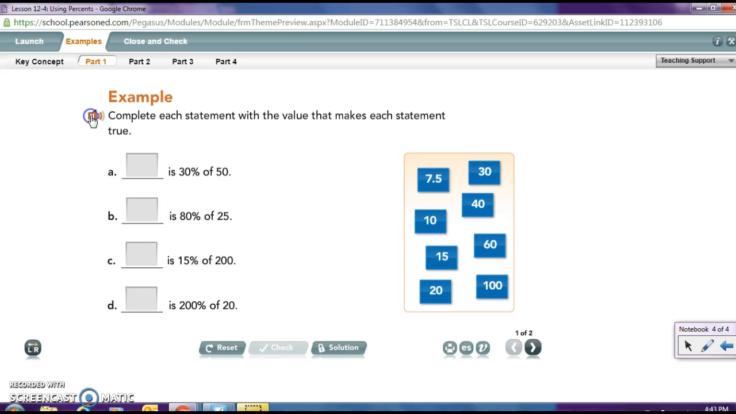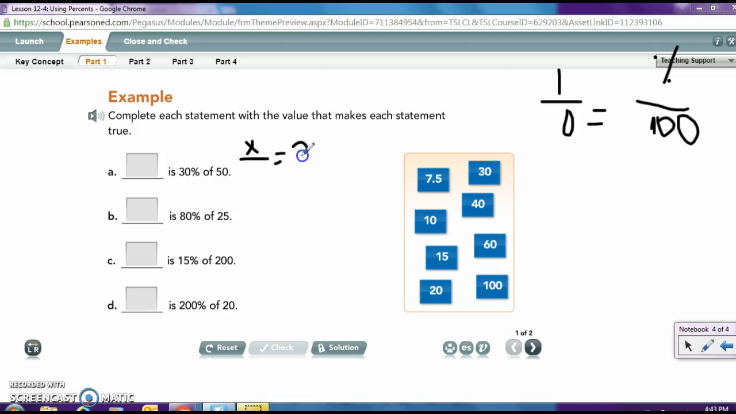Complete each statement with the value that makes each statement true. So again, let's use our little key up here. If I have is, I'm going to put an I over O for of is equal to my percent over 100. That'll help me remember what I need to do. So blank is, I don't know my is for this one, so I'll put an X, is 30%. So where would we put that? Well, we put that over the 100 always because percents are written over 100.